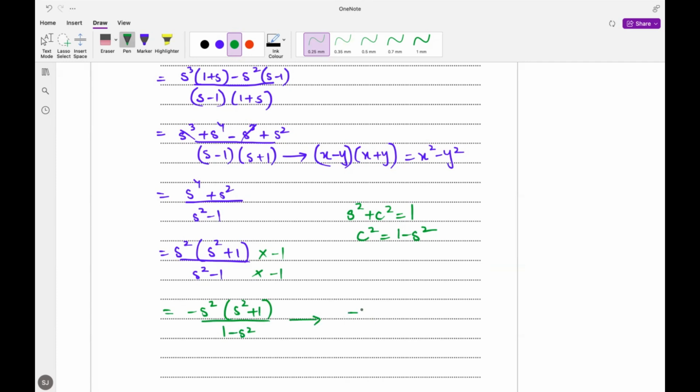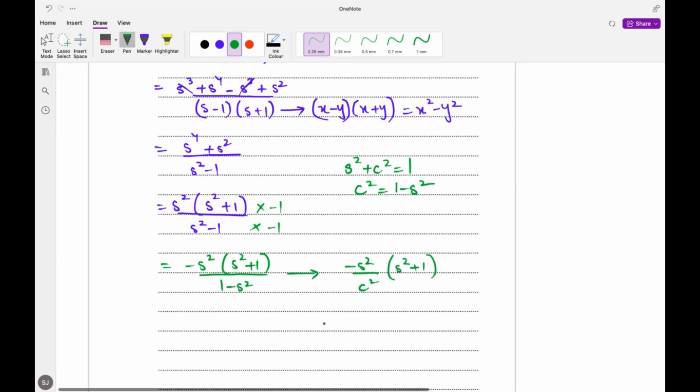Now we can write this as −sin²θ/cos²θ times (sin²θ + 1). So sin²θ/cos²θ we can write as −tan²θ(sin²θ + 1), which was the identity that we had to prove.